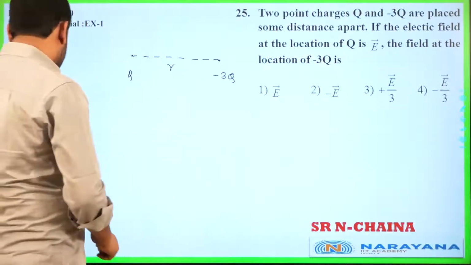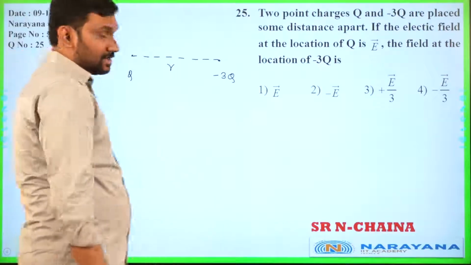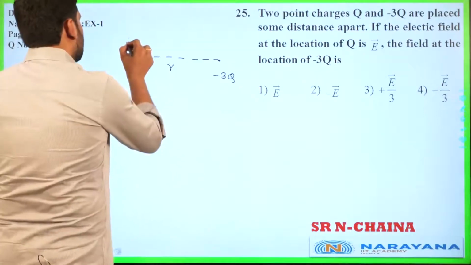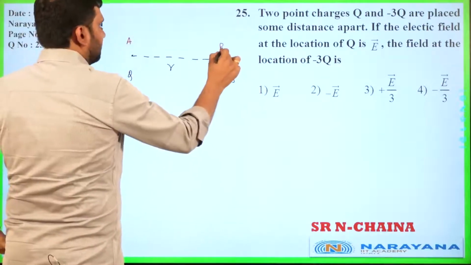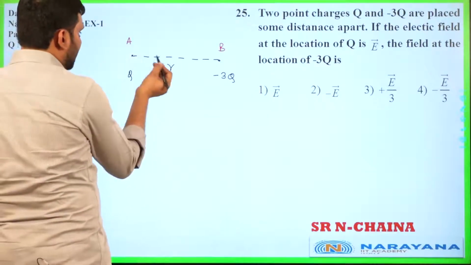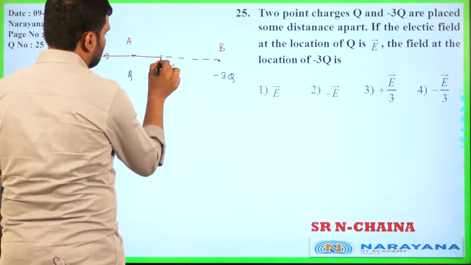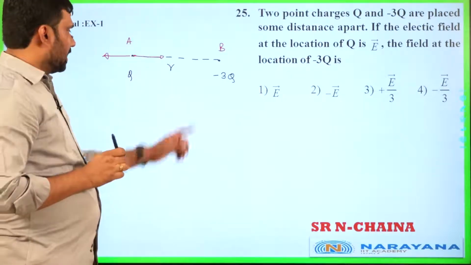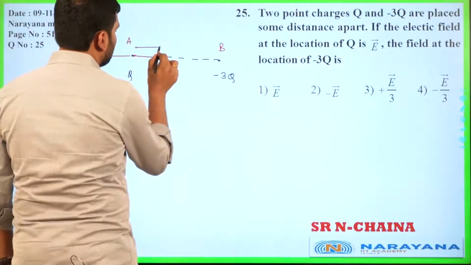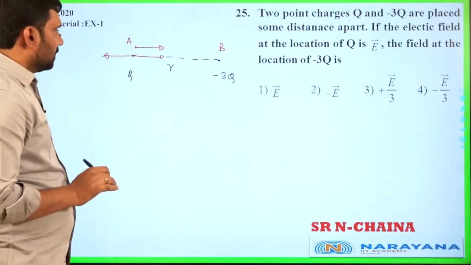So try to understand. I will just show you the concept. Calculation is very easy that you can do on your own. So if you take 2 points A and B. For point A, electric field due to Q is radially outward in all directions, like this. Right? Electric field due to minus 3Q is radially inward, like this. Fine. Okay now?